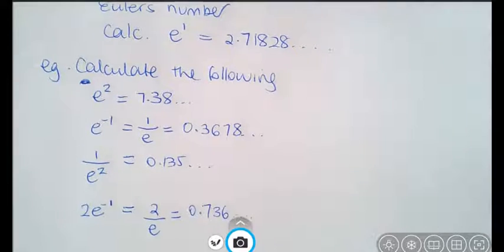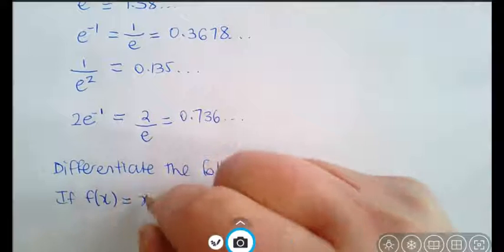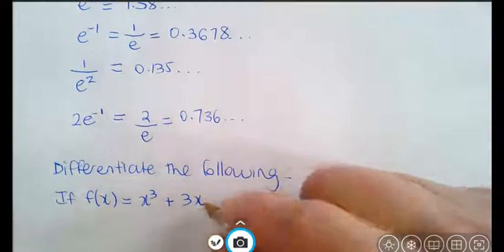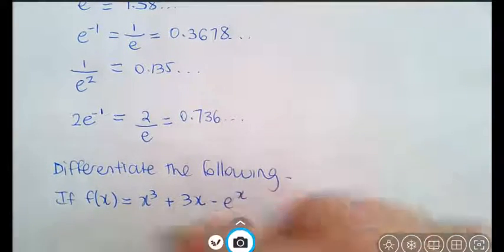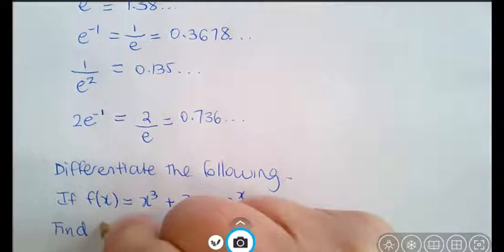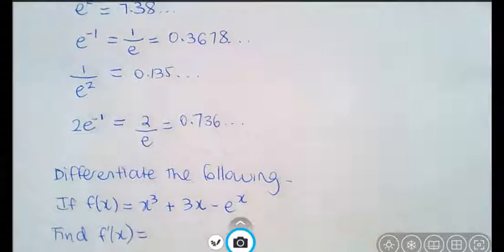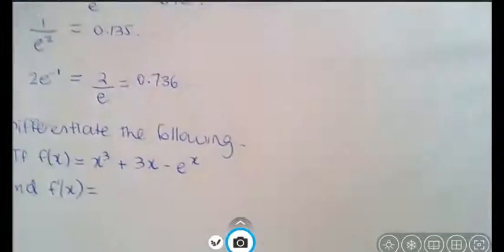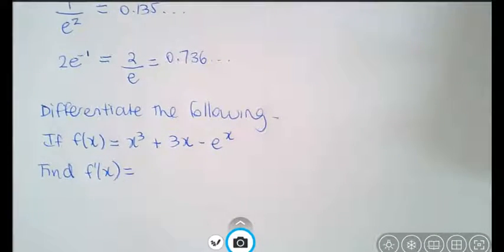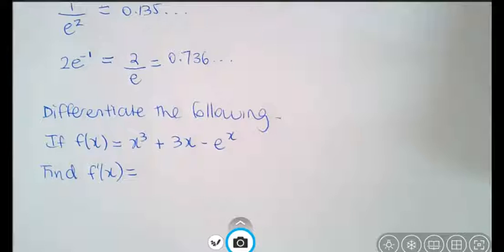Okay. The function of x equals x cubed plus 3x minus e to the x. Find the following: f dash x. Okay, so it's really good that you did some, hopefully, differentiation revision on the weekend or during the week, because we're now differentiating that.